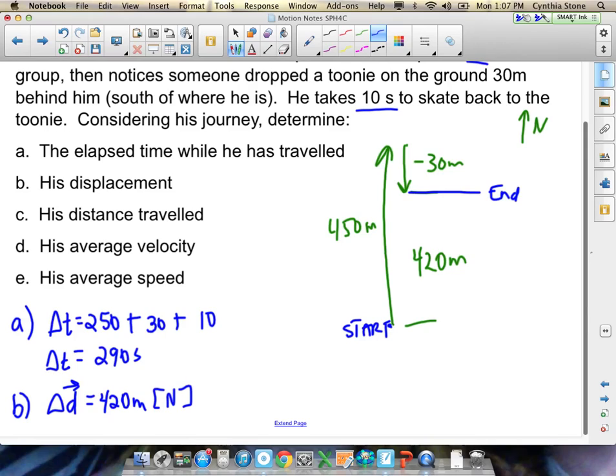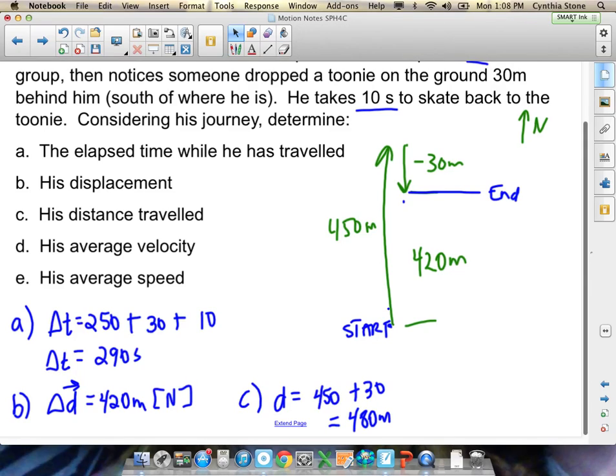His distance, now that's the entire bit, that's everything he did. So his distance is 450. He went up 450, then he went back 30, so plus 30. So it is 480 meters. That's the difference between displacement and distance, right there. Then we want to find average velocity and average speed.